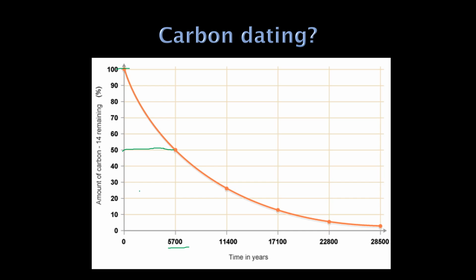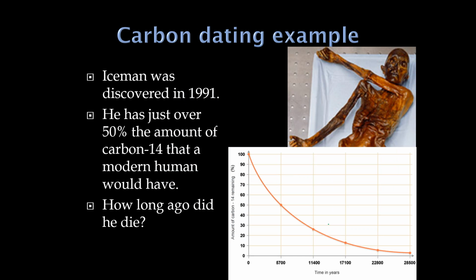If instead we found 25% the amount of carbon-14 in the body of a deceased organism, that means it's undergone 2 half-lives, which means that specimen would be 11,000 years old. So you just plot how much carbon-14 is left in the body to figure out how old that specimen happens to be. So here's an example that I wanted to talk about with you.